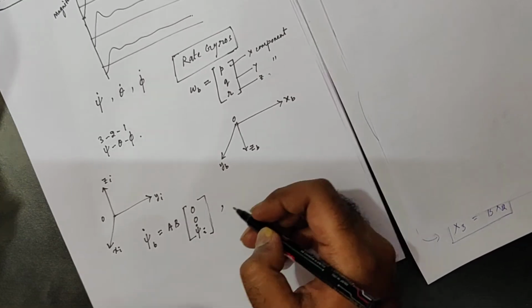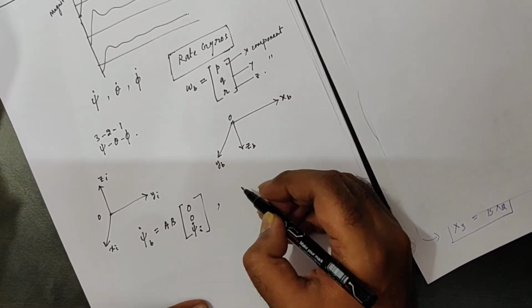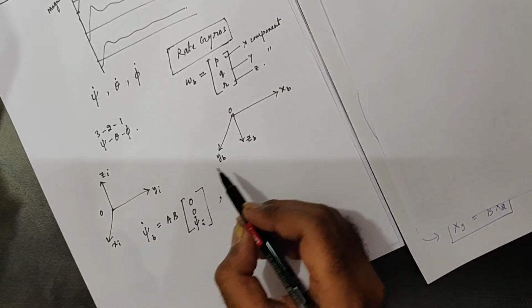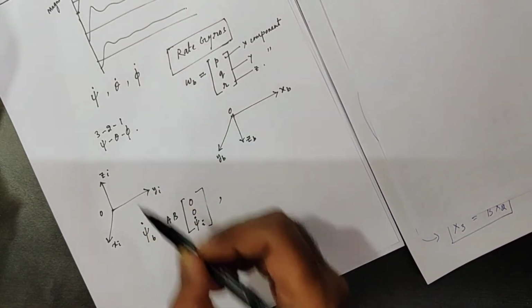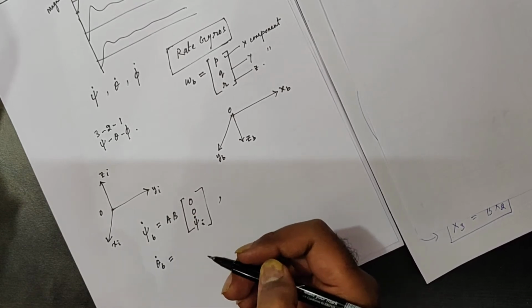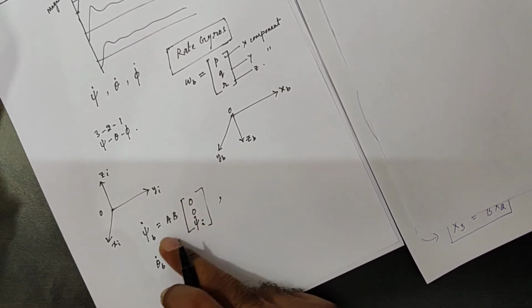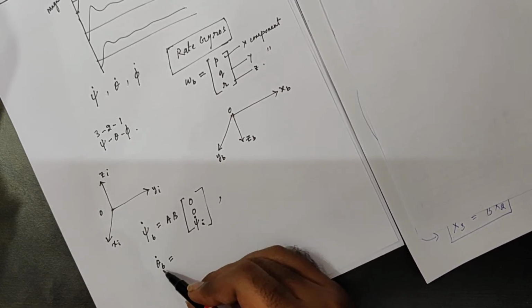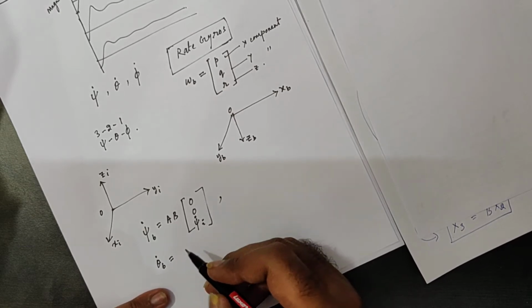Similarly, next we will do it for theta dot. So theta dot B will be what? This is in sequence manner. We have already done A, B for psi dot. Now theta dot is there, so theta dot has to be done.